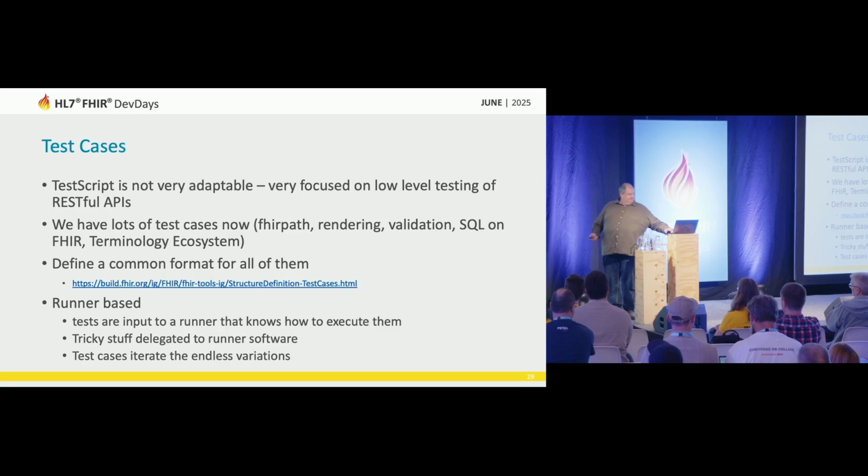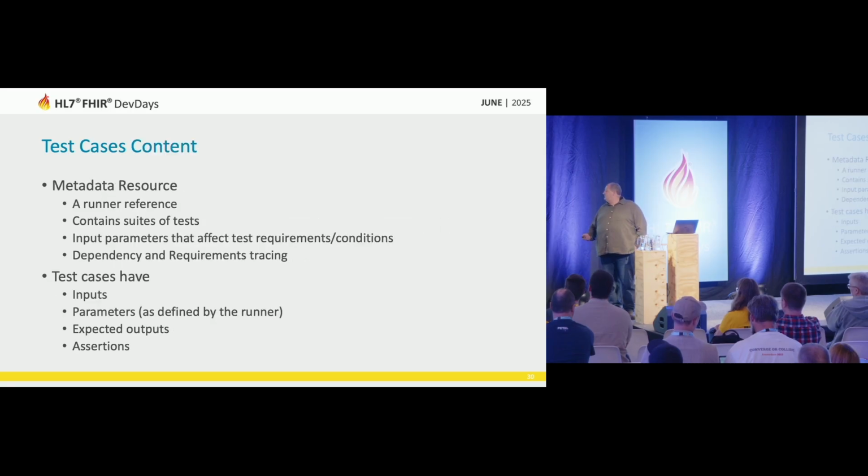And the content is a standard metadata resource, a reference to a runner, which is a narrative description of how you run these tests, followed by the input parameters that the testing engine can take, dependency and requirements tracing, and then for each test case, inputs, parameters, expected outputs, and potentially assertions.